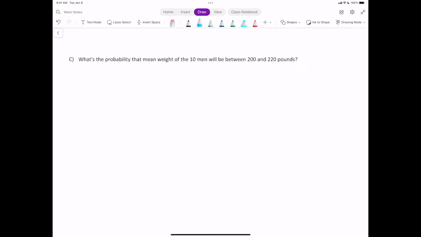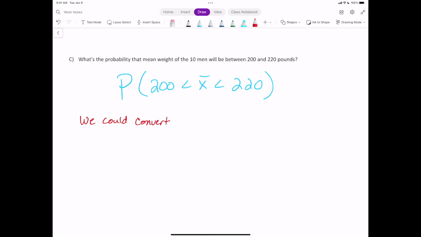What's the probability that the mean weight of the 10 men will be between 200 and 220 pounds? Let's convert that to probability notation. This is the probability that the mean weight is between 200 and 220 pounds. Now, we could convert both the 200 and the 220 to z-scores and find the probability.